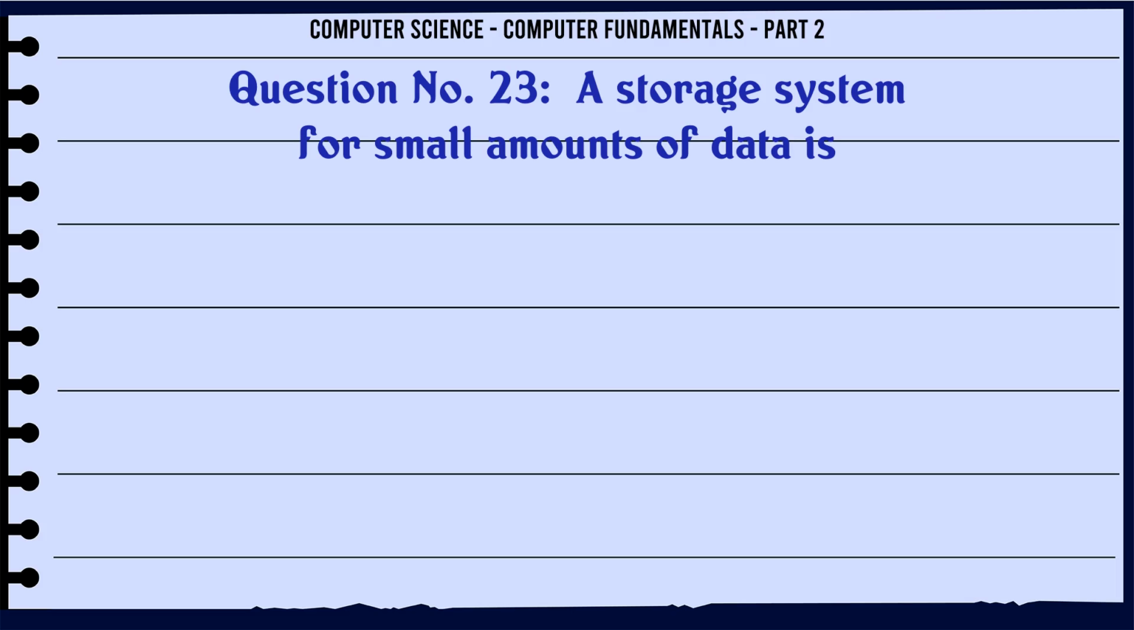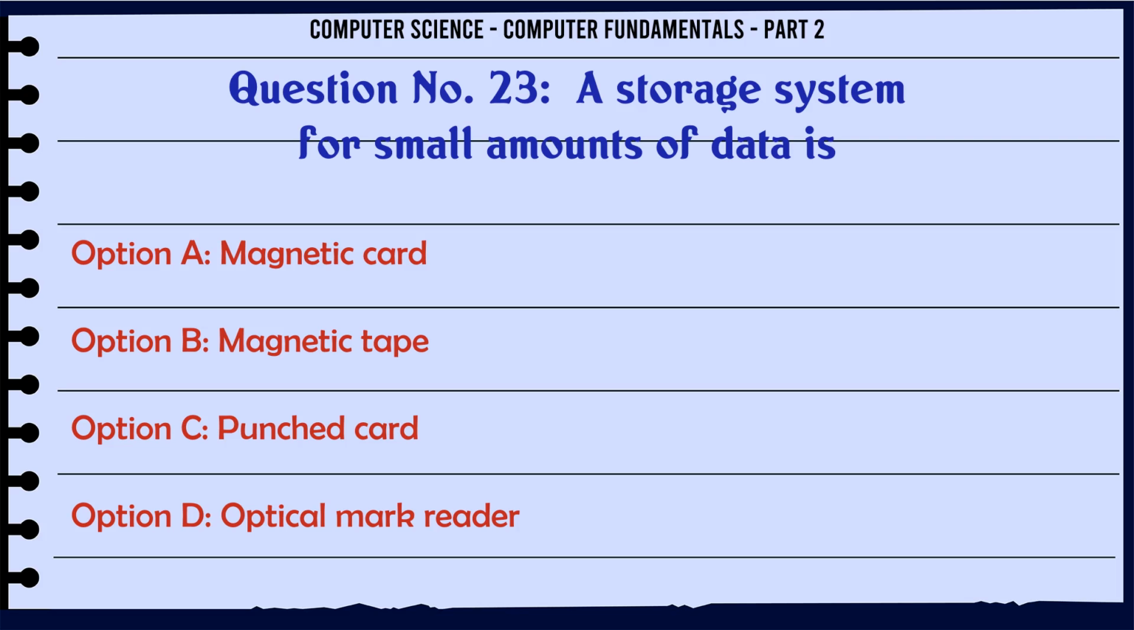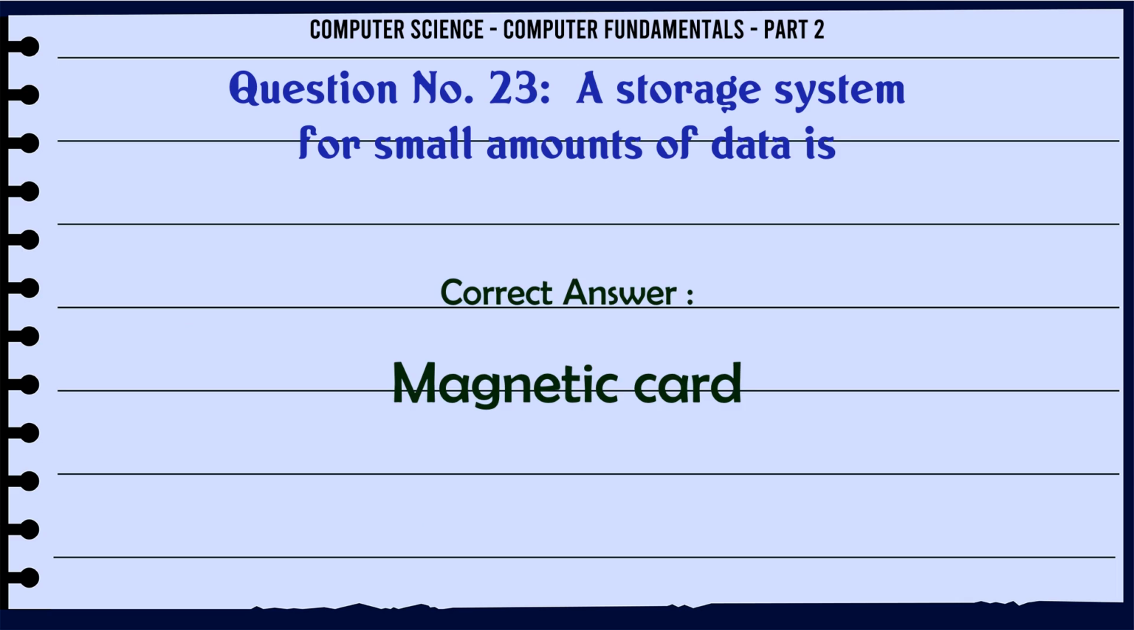A storage system for small amounts of data is: A. Magnetic card, B. Magnetic tape, C. Punched card, D. Optical mark reader. The correct answer is magnetic card.